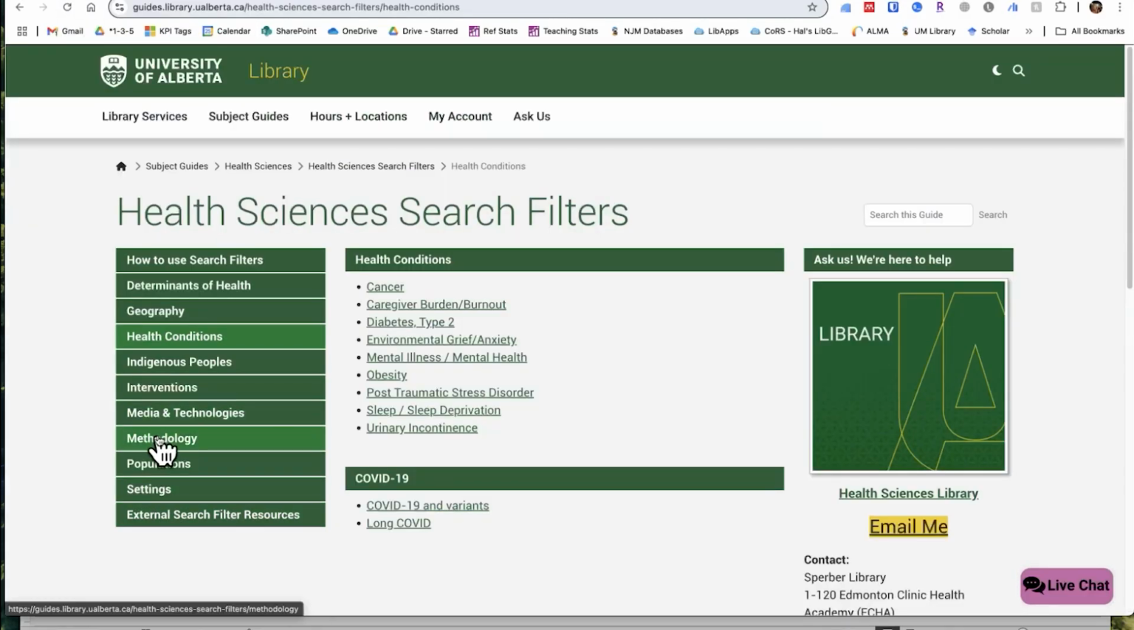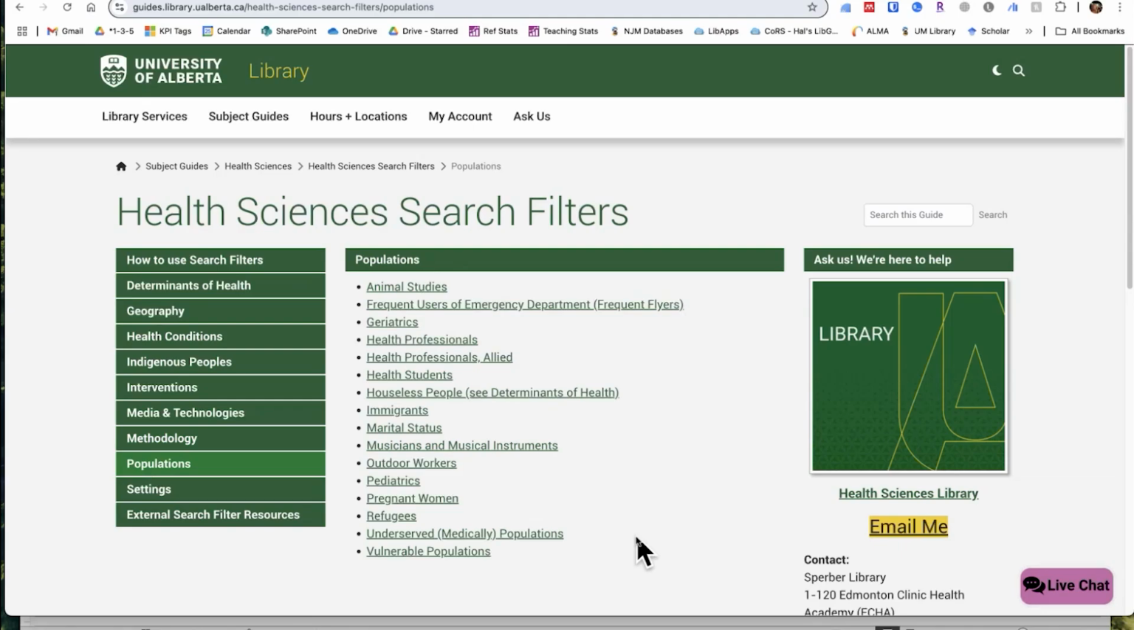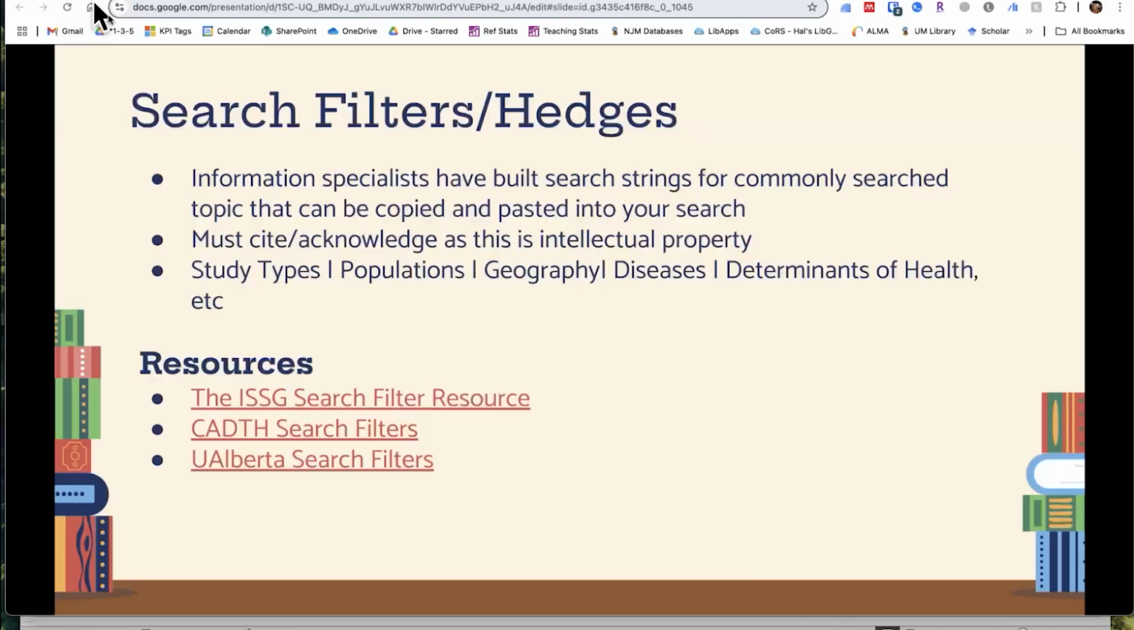And there's tons on methodology. So if you're looking for specific study types, populations, if you're doing geriatrics, pediatrics, pregnant women, refugees, there's just a lot of different ones, again, helping streamline your process. So I've listed out the main ones that you might want to refer to there.